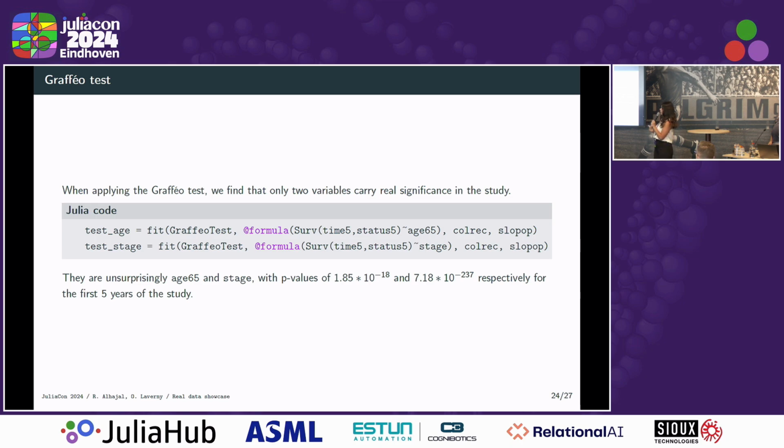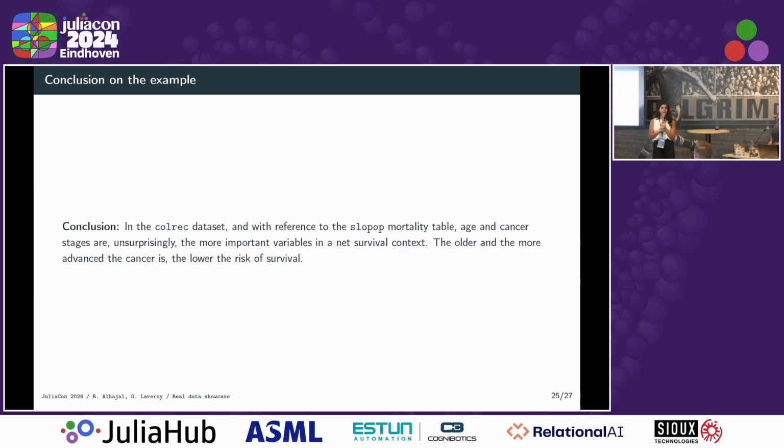Lastly, we apply the graphical test to be able to compare the net survival functions between groups. And we found that only 2 variables are important in the study, which are the age, so younger and older patients, and the stage, because they both gave us p-values that are very, very small, and so they're very significant in the study. So in conclusion, the older and the more advanced the cancer stage, the lower the chance of survival, which is a very logical conclusion. That's why I said it's a very basic example, but it was mostly to show how you can use it and how you can interpret the results.